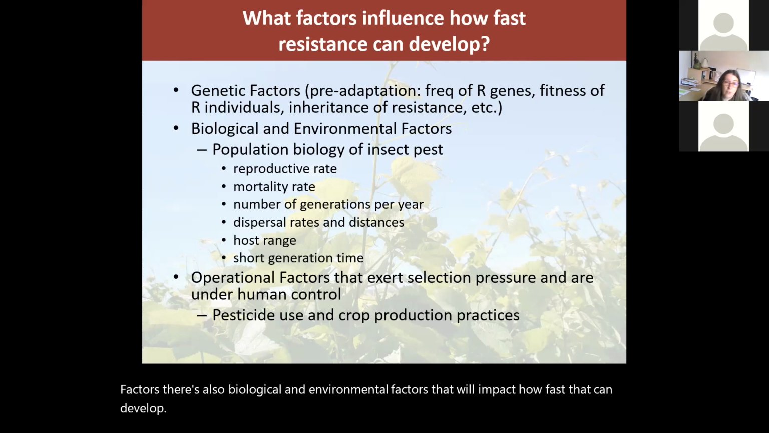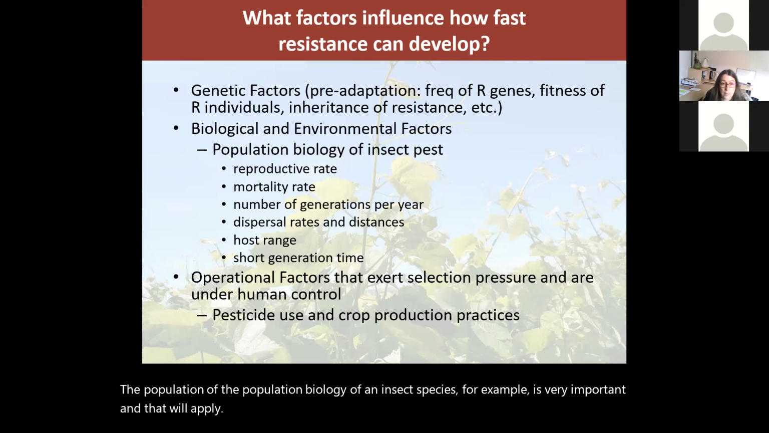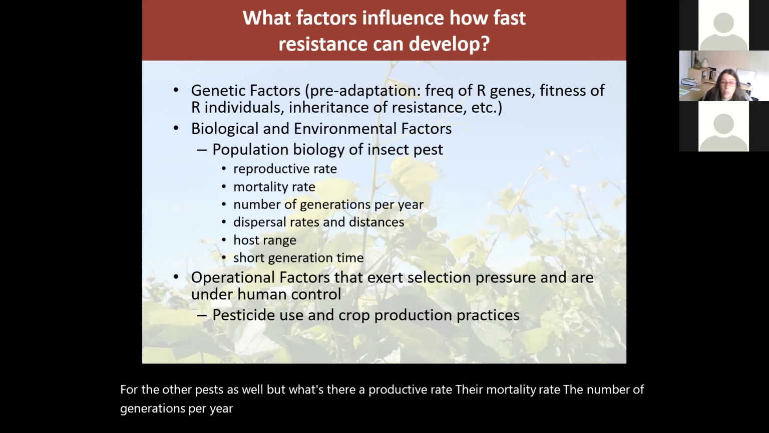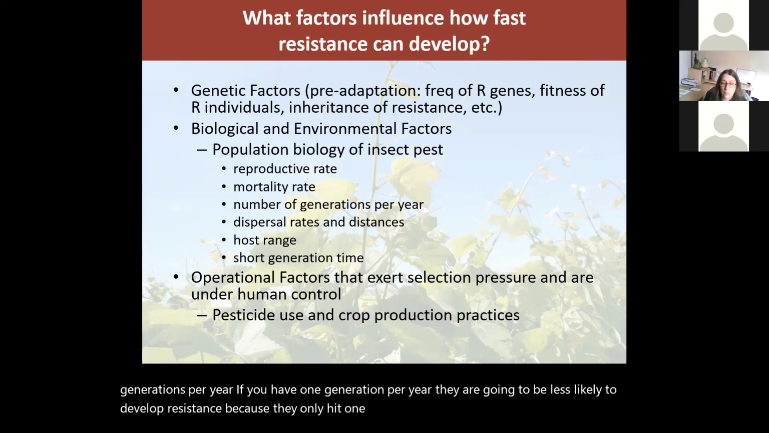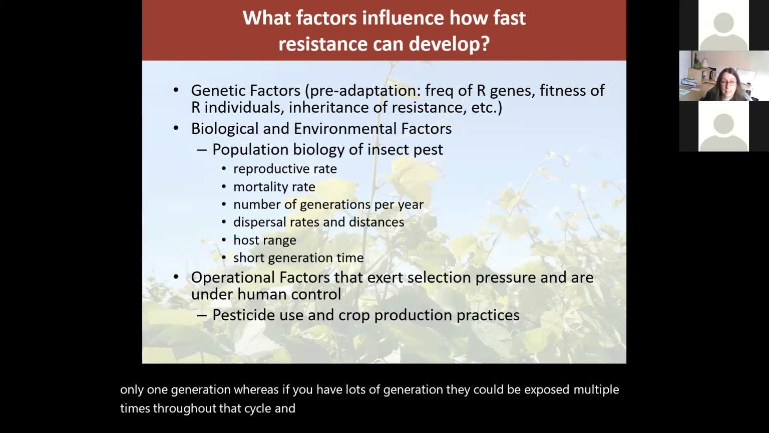The population biology of an insect species, for example, is very important, and that will apply for the other pests as well. But what's their reproductive rate, their mortality rate, the number of generations per year? If you have one generation per year, they're going to be less likely to develop resistance because they only get hit one time, even if you repeated the exposure, there's only one generation. Whereas if you have lots of generations, they could be exposed multiple times throughout that cycle. And so selecting more and more of those resistant individuals within 1 year.